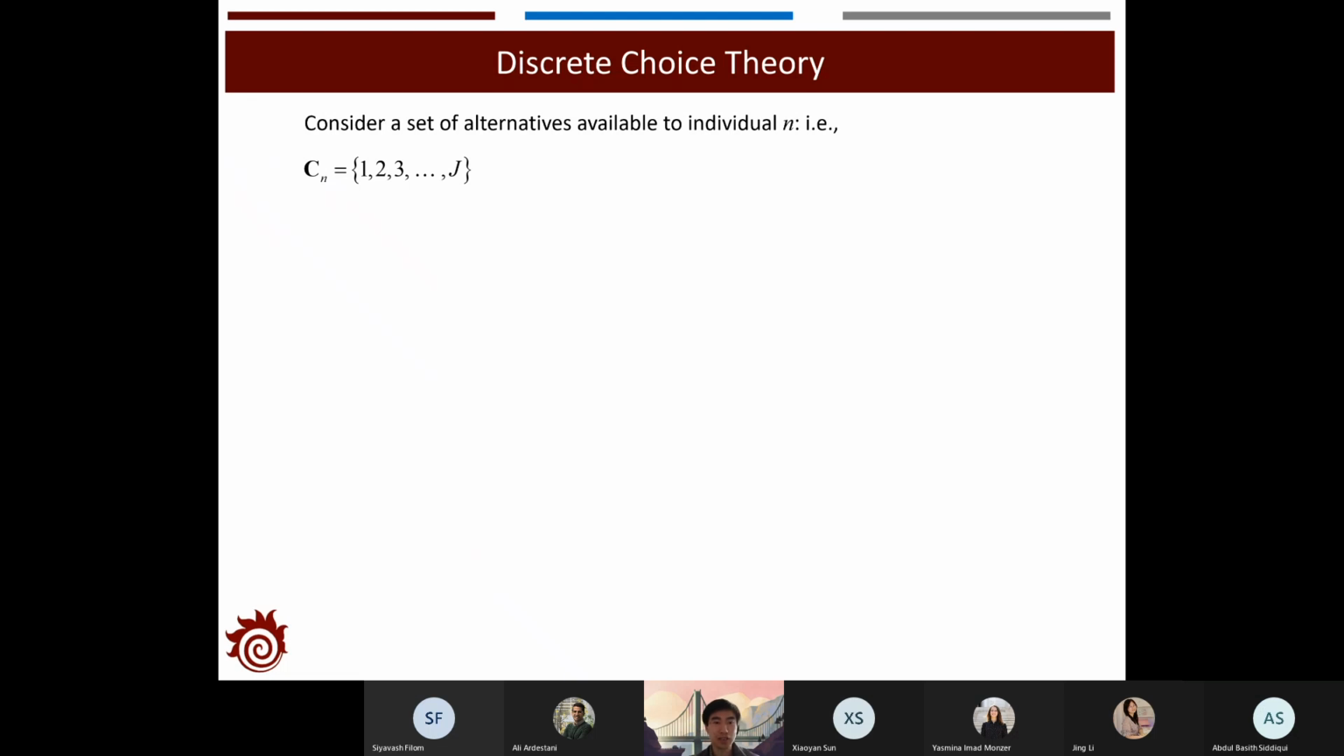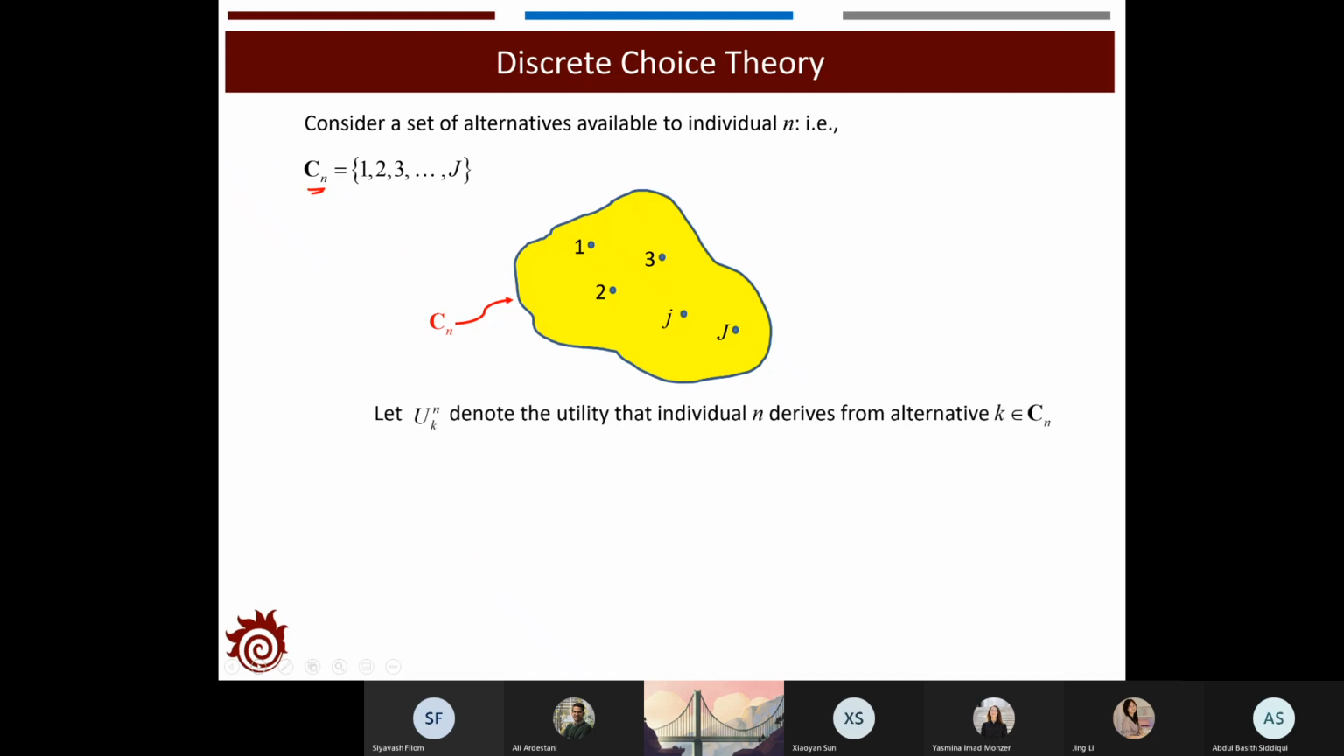We assume that there is a class of alternatives. Say that there are J different alternatives, and Cn represents the J different alternatives, which is the sample space that we can take. Now for each mode we define a utility, called Ukn, to represent individual user n using the alternative or mode k from the sample.